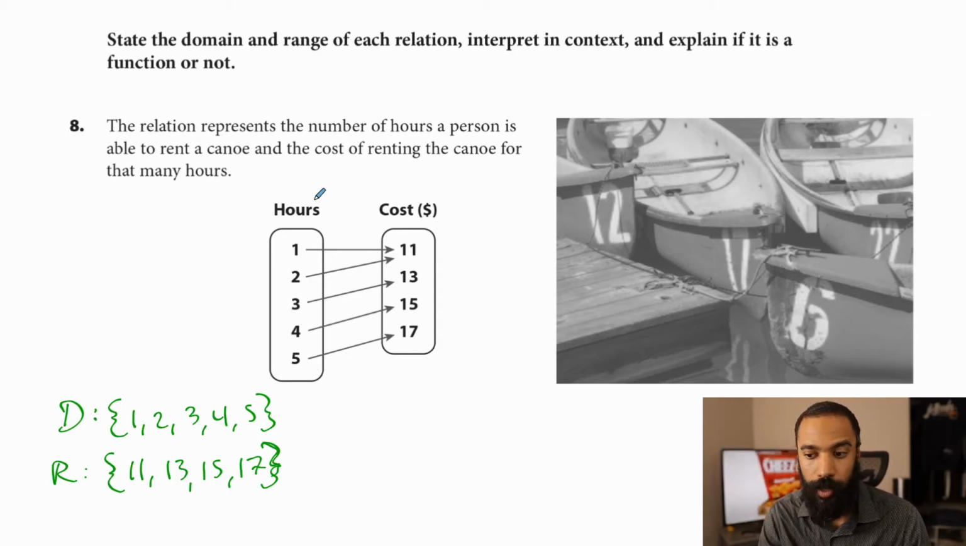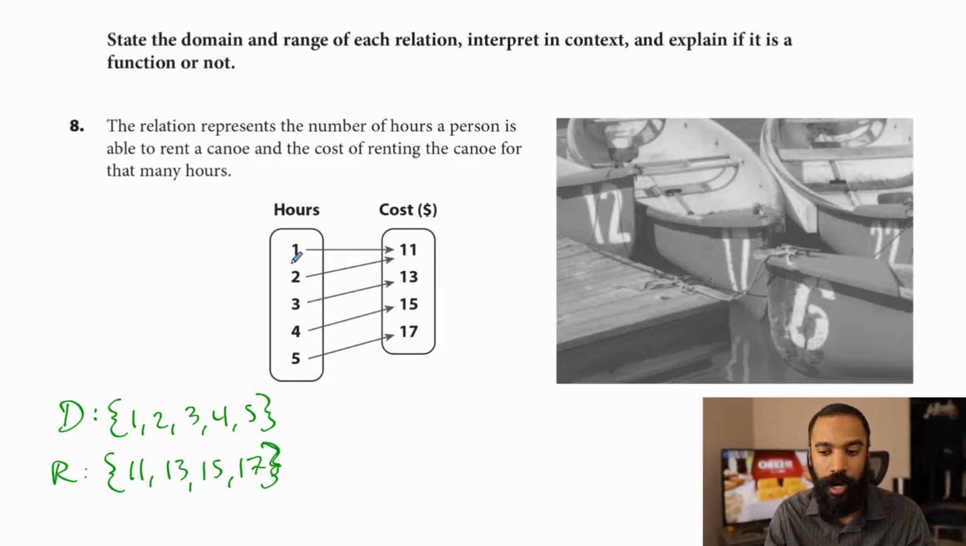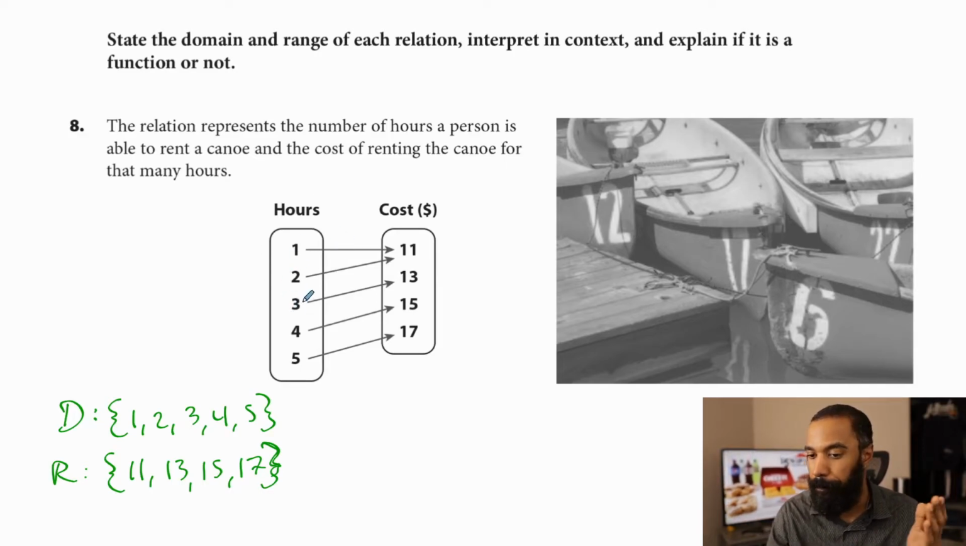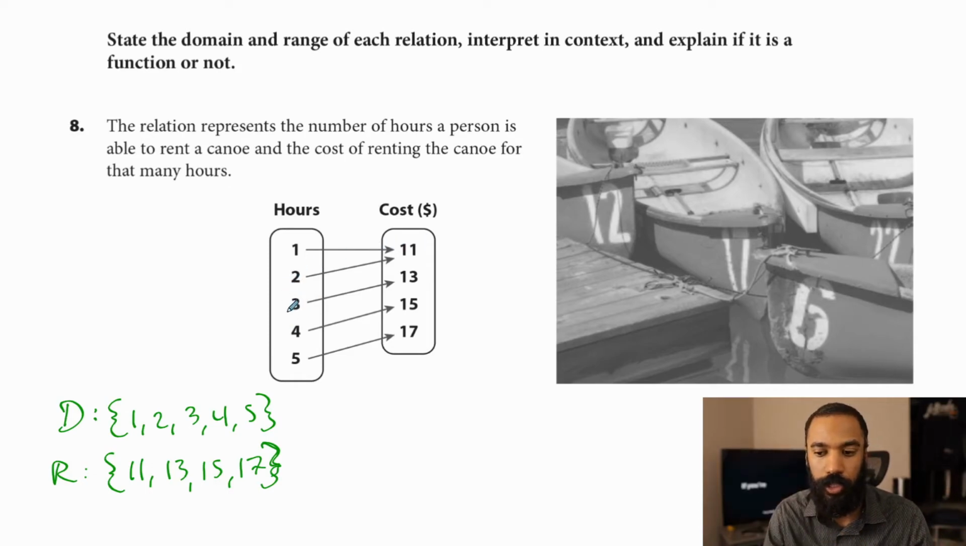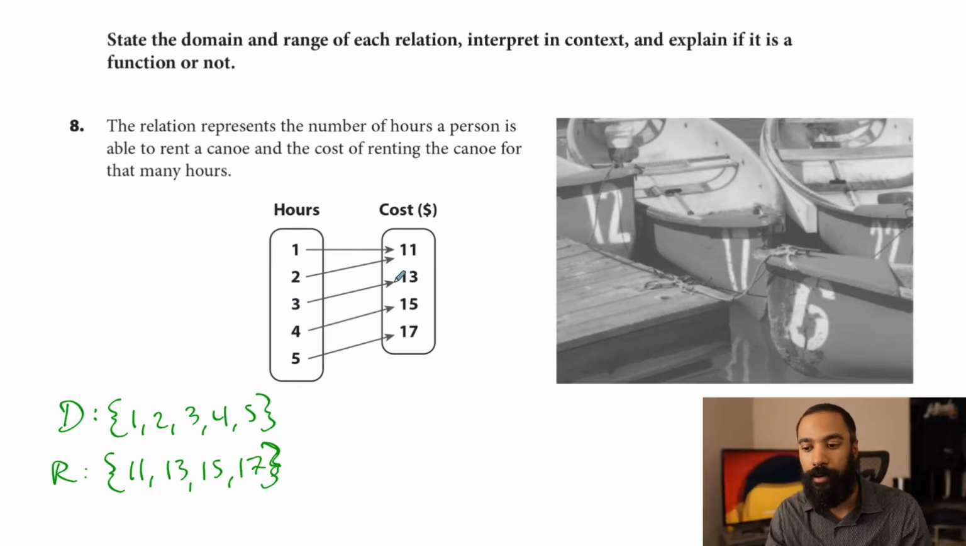But yeah, after 2.5 hours, how much would it cost? I'm going to guess it's going to cost $13, because you've hit your 2 hour mark at that point, and they're just going to charge you more. So after 3 hours, it's going to be $13, 4 hours, $15, and 5 hours, $17. That's the context. Okay, now is this thing a function?